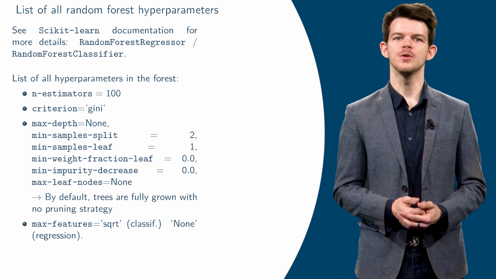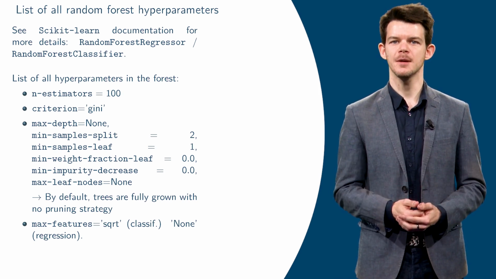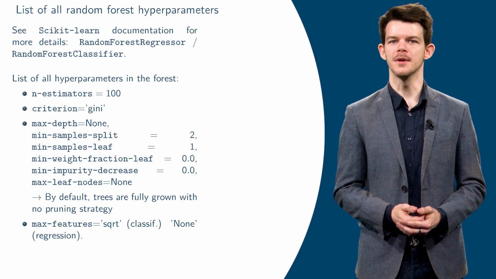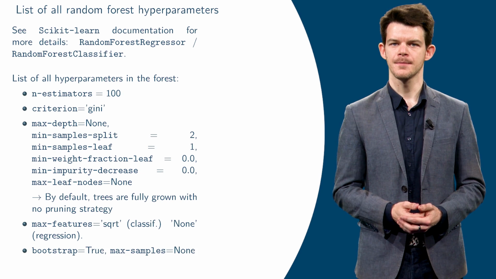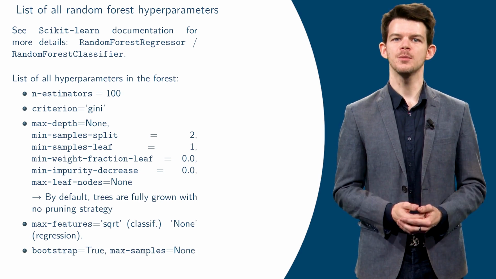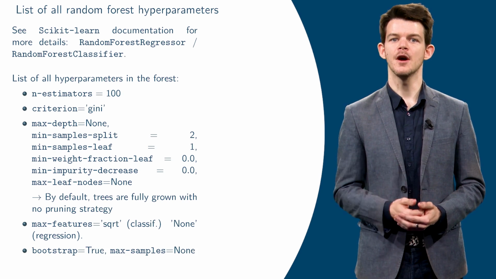It is also possible to use the whole dataset to build each tree, i.e. to suppress the bootstrap step via the bootstrap=False command. By default, the bootstrap step is present. It is also possible to generate smaller bootstrap samples containing max_samples observations via the parameter of the same name.